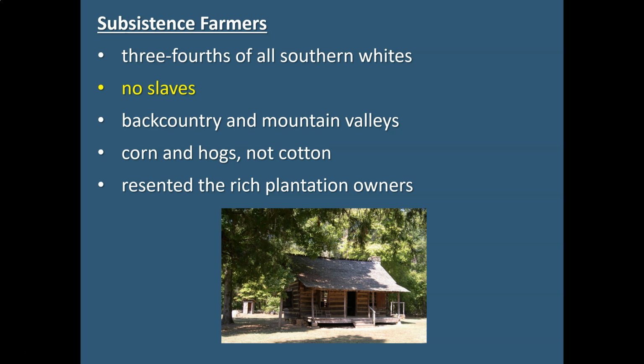And then you have what we're going to call subsistence farmers. So this would be about 3/4 of all Southern whites who own no slaves, who don't live on prime land. They often live kind of out in the frontier or mountain valleys, just barely able to scrape by. They don't raise cotton. They raise animals and food for their subsistence. In other words, just their basic needs. They don't like the rich planters very much. They resent them for having so much power and control over the economy.